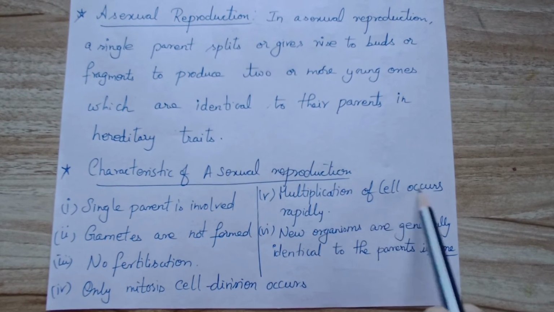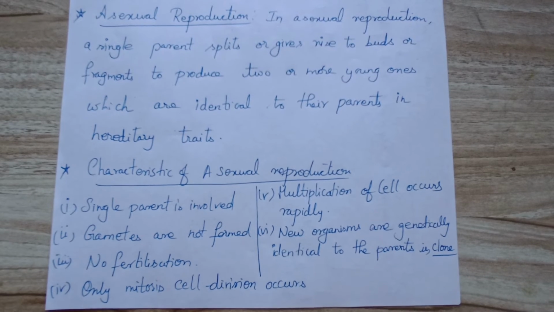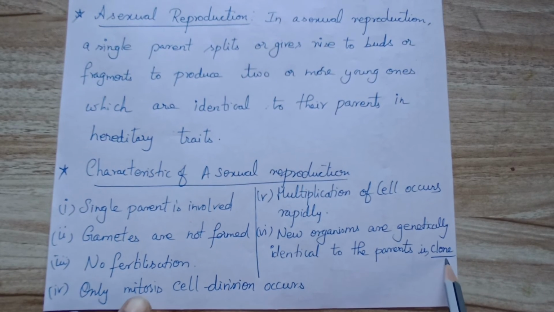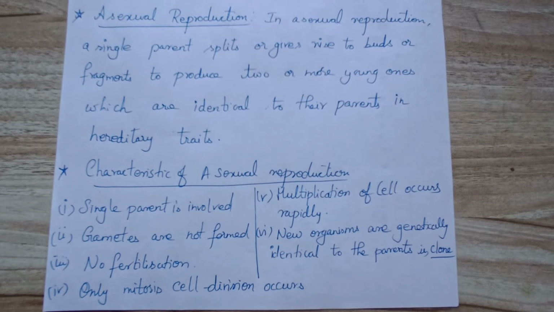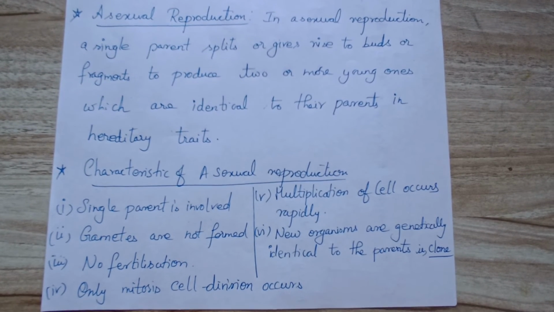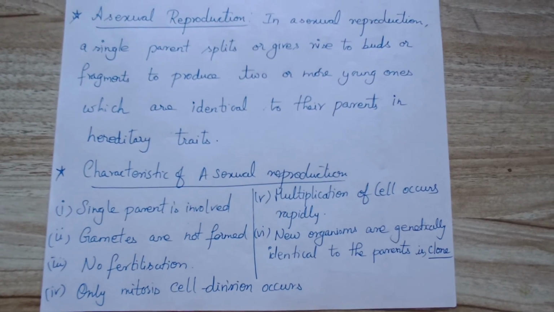Next, multiplication of cells occurs rapidly; it can divide rapidly. Next, the new organisms are genetically identical to the parents. That is called a clone. If it is identical to the parents, we call it a clone. These are some characteristics of asexual reproduction.